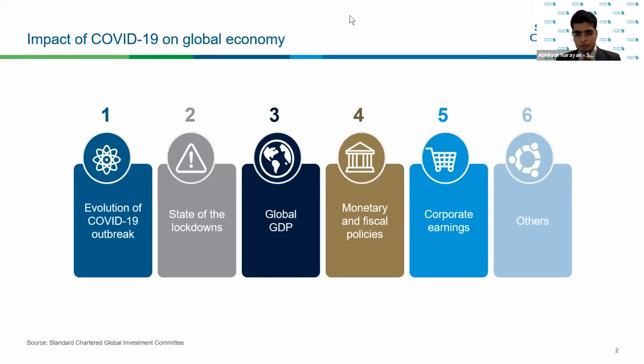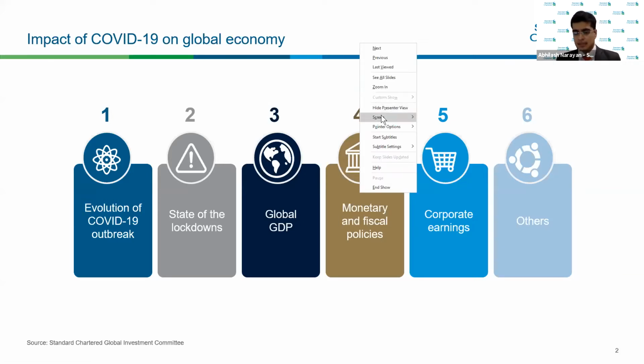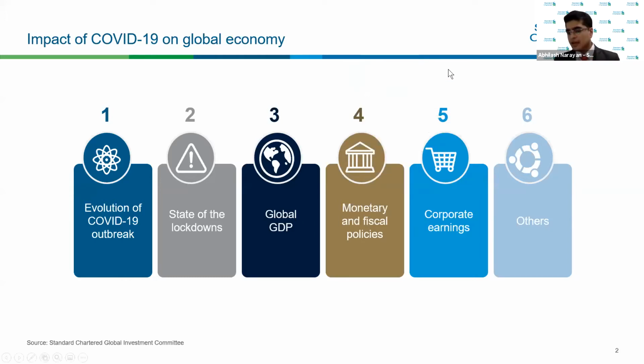Now, first and foremost, obviously the evolution of coronavirus or COVID-19 is something to watch out for. Although the total number of daily cases is around 100,000 per day, it is encouraging to see that cases in previous epicenters such as Spain and Italy have been declining, and the same has been happening in Singapore. So that's an encouraging sign.